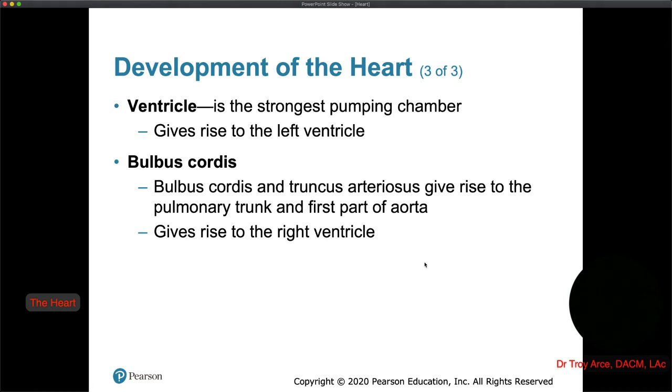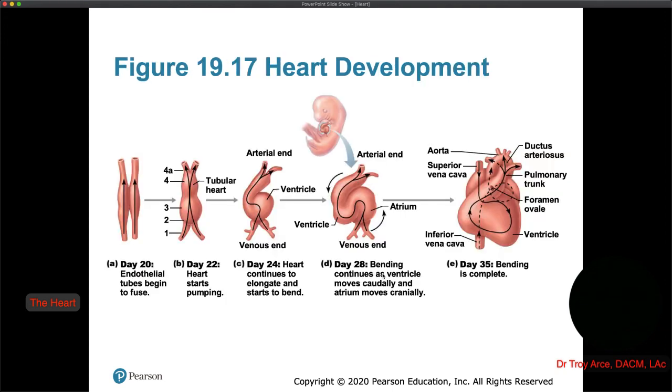And the bulbus cordis and truncus arteriosus, what do you think this is? Truncus arteriosus. It's a big word that gives rise to the pulmonary trunk and the first part of the aorta, and the bulbus cordis gives rise to the right ventricle. So these are all embryological structures turning into the adult anatomical features. Yeah, so this is a lot of cool information. You won't be held accountable, but it's kind of cool to talk about.